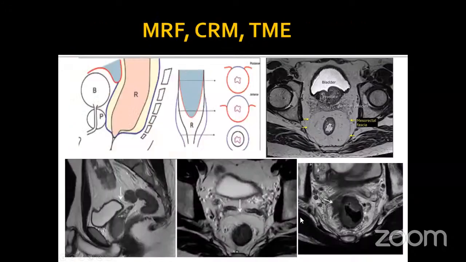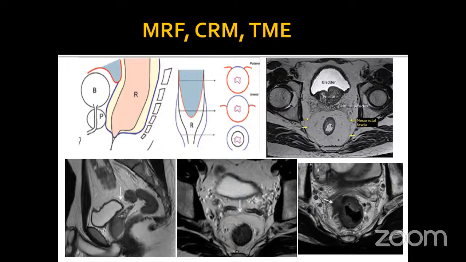Now T3 I'll elaborate later on in my next slides. Let us just come back to MRF again. So MRF is a structure which is widely separated in mid rectum, but it is like spindle separated. Upper rectum, it is more closer to the rectal muscularis propria. Again, in the lower rectum, it is again closer to the muscularis propria.